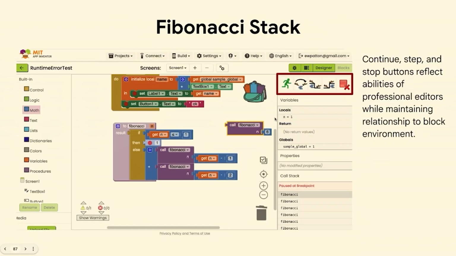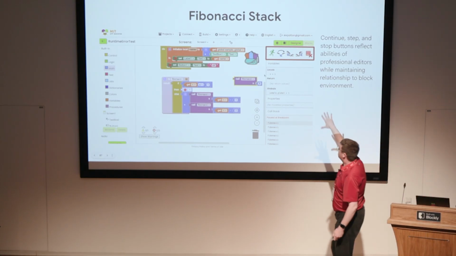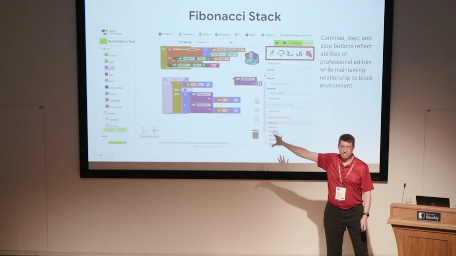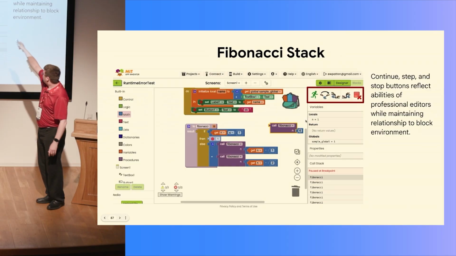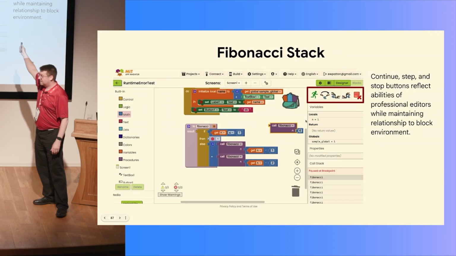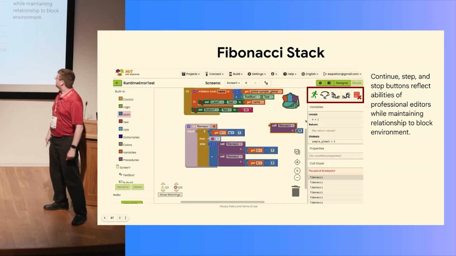Classic CS example, the Fibonacci numbers. So this is just to show you all the different pieces. We have on the right-hand side, many of you who have used, say, the dev tools in Chrome will recognize this structure. So at the top, we've got 5 buttons. We made them look a little bit more kid-friendly. So the first is the continue button, right? Just continue running the program like I would be doing normally.